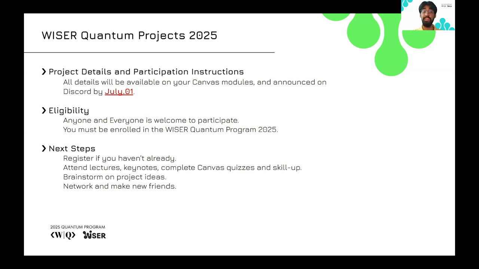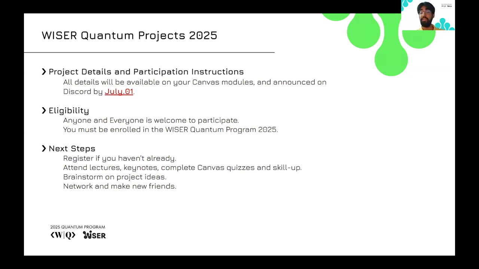In terms of eligibility, anyone and everyone is more than welcome to participate. So we don't have any kind of restrictions. The only criteria is that you must be enrolled in our WISER Quantum Summer program. And that means that you must have registered on the Luma form. You should have received a confirmation email from our side. You should have access to Canvas and Discord and all the other platforms we're using. If that is something you haven't done already, I would recommend you to register again, right? If you haven't received the confirmation emails yet, make sure that you are registered.